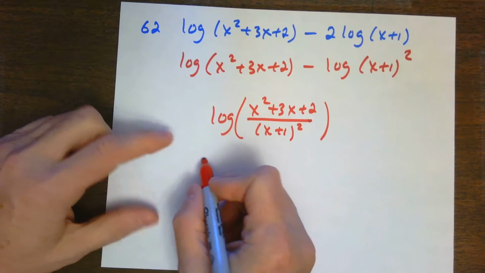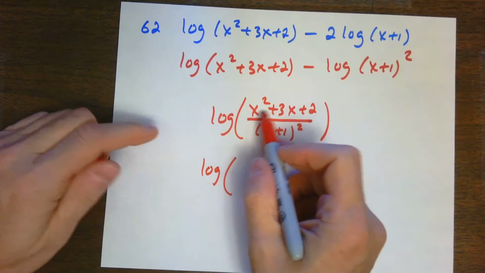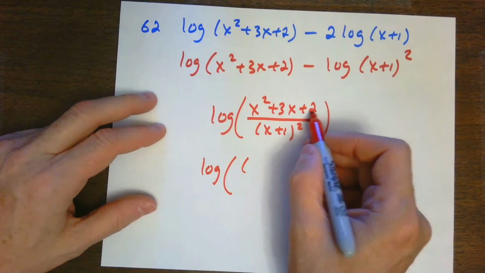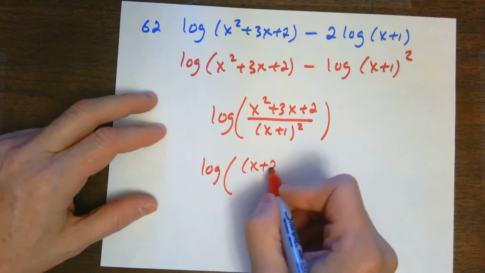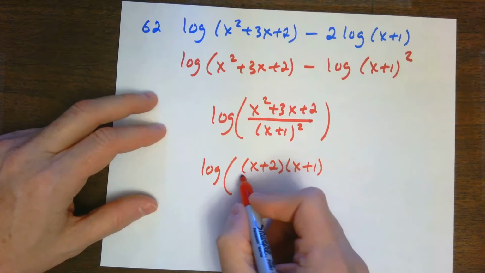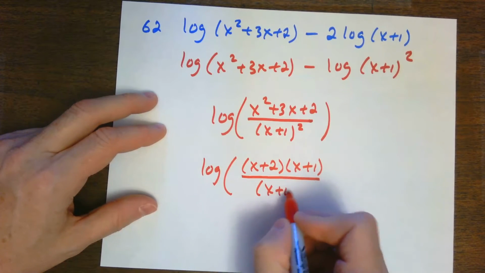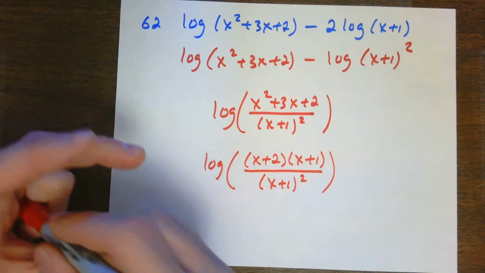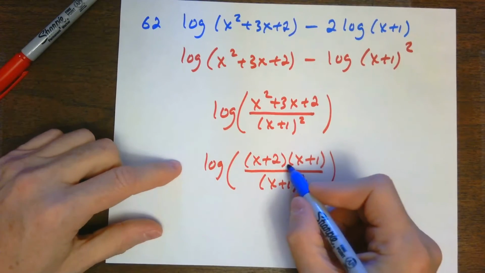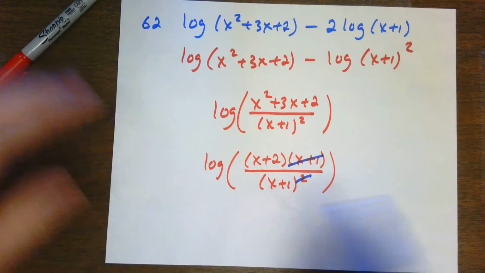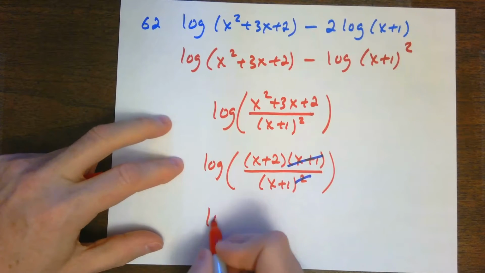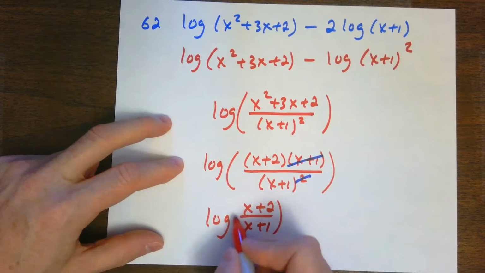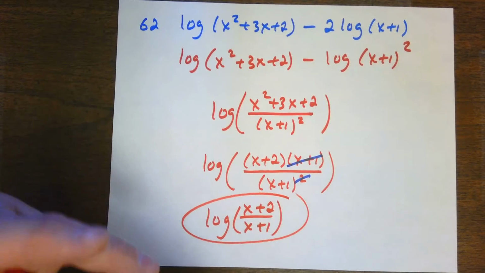I can actually do a little bit of algebra here. The log of x squared plus 3x plus 2 is the same thing as, can I think of two things that multiply together to give me 2, add up to give me 3? How about x plus 2, x plus 1 over x plus 1 squared? And this is interesting because now I'm going to get some canceling. I've got an x plus 1 up here and an x plus 1 down there that will cancel. And my final simplified answer is the log of x plus 2 over x plus 1. That's my final answer after all the simplifying is done.